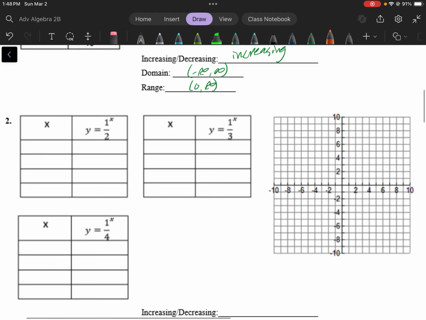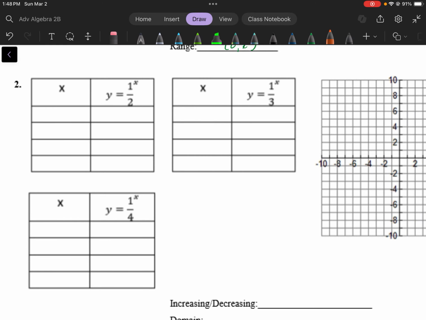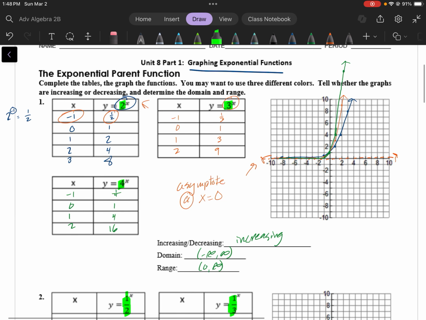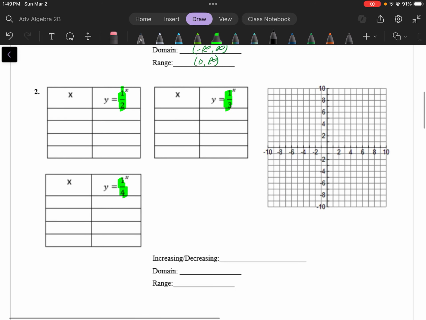Okay, so if we go to number 2, there's a big contrast in the type of number that we have for our base. For these, we have base values that are now less than 1. For the first ones, we had base values that were greater than 1, and that's when we had the exponential growth. And for these down here, since the base value is less than 1 but also greater than 0, it's going to be exponential decay. And our numbers are going to support that.